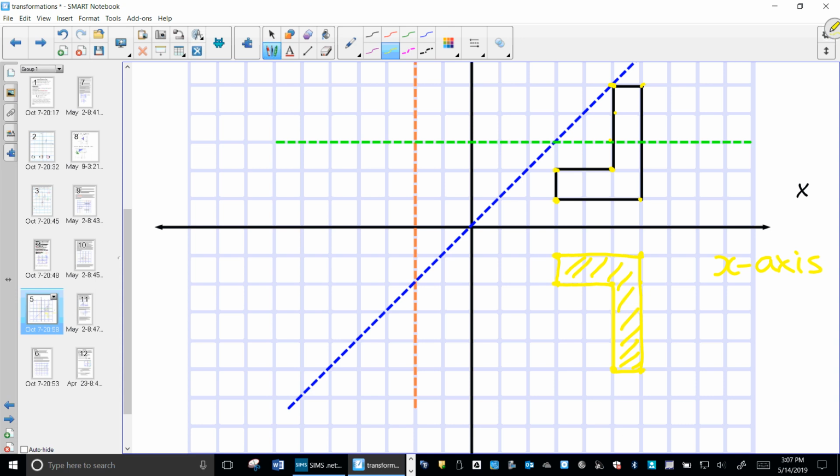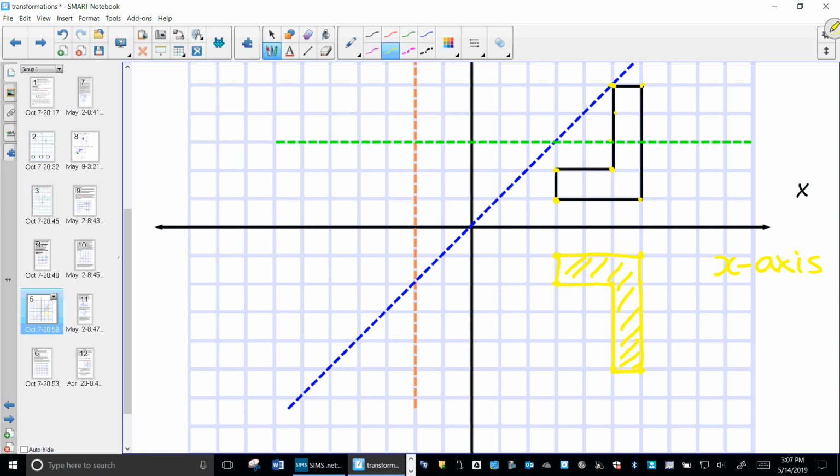So as when we were talking about our translations, remember, we rested our pen on there and then counted 1, 2. It's the same thing here. Okay, so not easy. Right, so that's our first one.